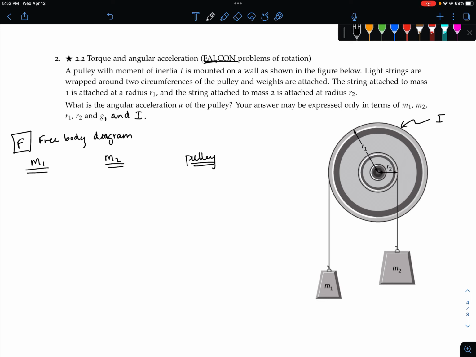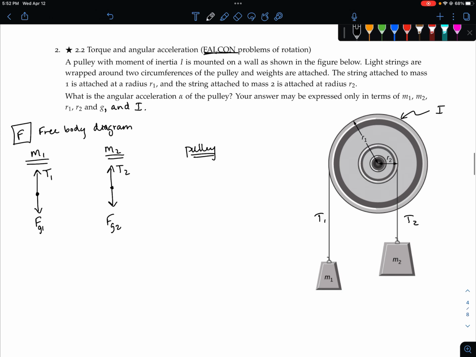For M1, we always want to ask, are there any long-range forces? So M1 is experiencing a gravitational force, Fg1, and there's a tension force that's touching it, and that pulls up. Let's call this T1. So there's a tension force pulling up. And there's nothing else touching that mass, so those are the only two forces. M2 is similar. There's a gravitational force, Fg2, and there's a tension force, T2, pulling up. And these tensions aren't the same because this is not a massless pulley. So we have to treat them as though they have different tensions, and we could figure out what they are if we wanted to later.